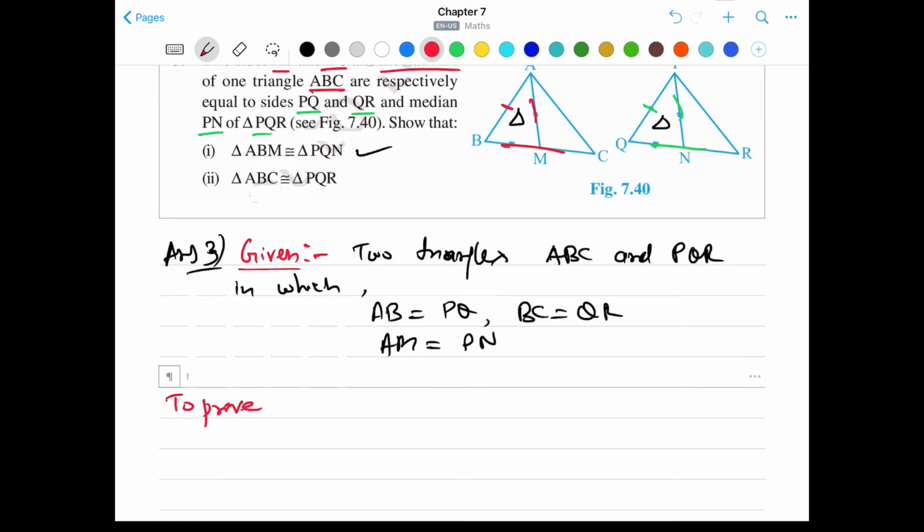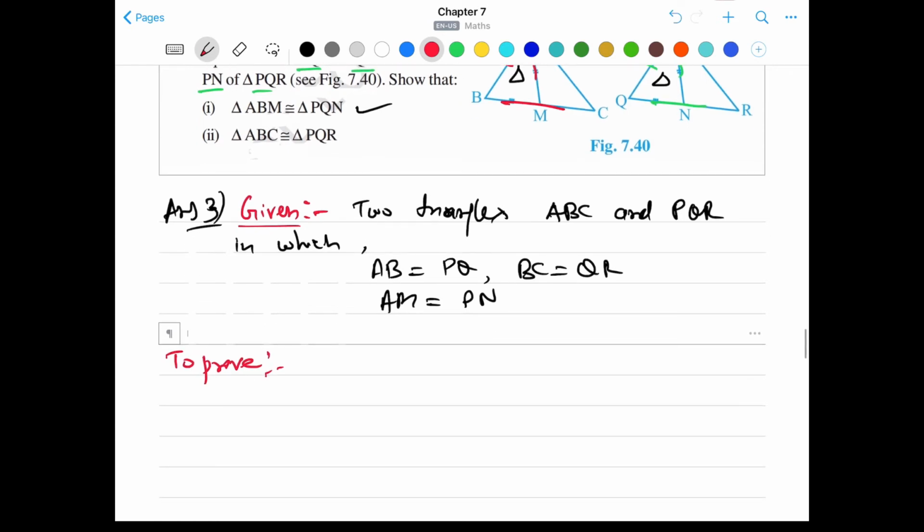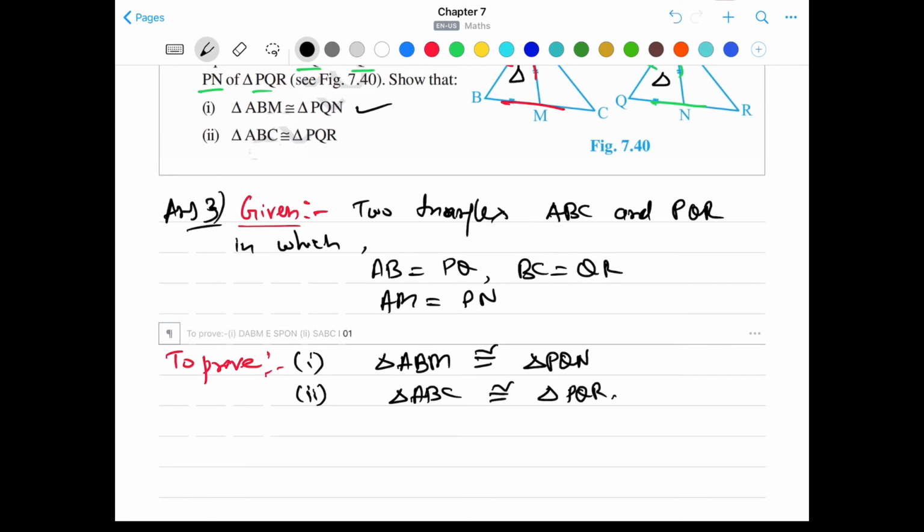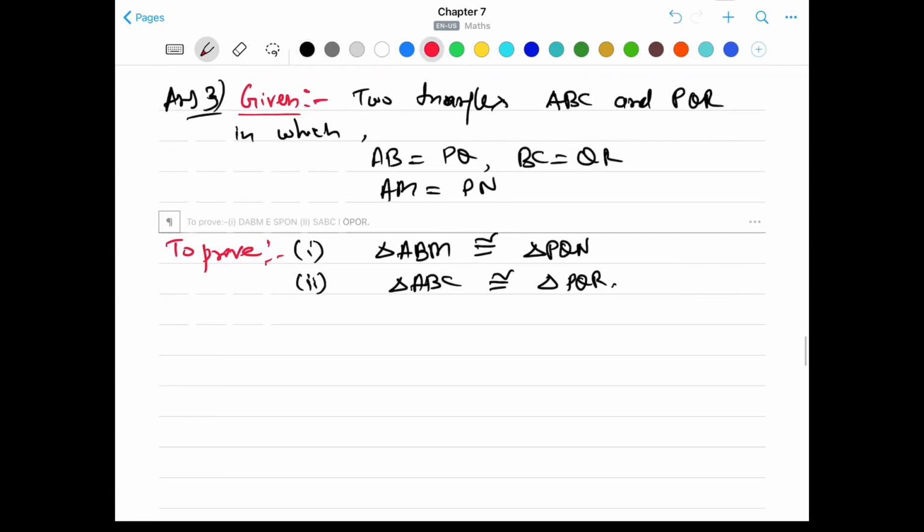Now we have to write what to prove. We have to prove two conditions here. First one is that triangle ABM is congruent to triangle PQN, and secondly we have to prove that triangle ABC is congruent to triangle PQR. Okay, so let's start this proof.